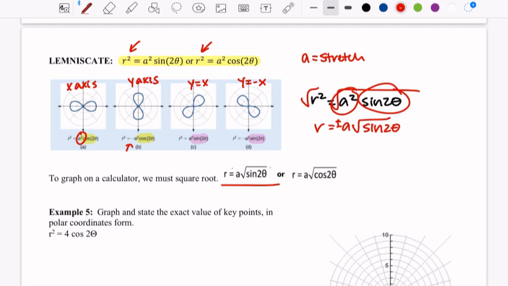One thing that I didn't mention yet is that a just represents that stretch. So that represents, I want to say maybe the radius, how far out the propellers, or the infinity loops, end up going.